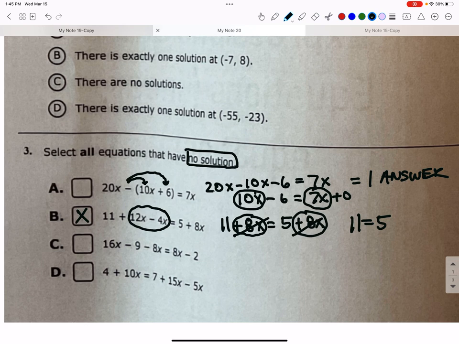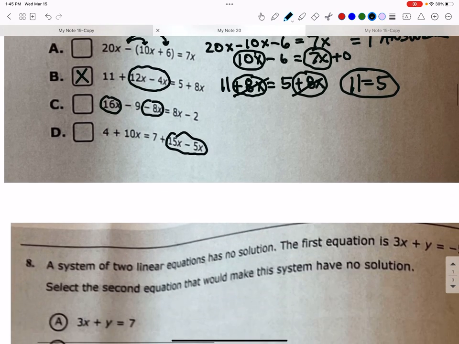So notice what I did. If they have the same amount of x's and the numbers at the end are different, it's no solution. I'm going to let you do C and D by yourself because we have 16x's minus 8x's on this side, and then we have 15x's minus 5x's on this side. You should be able to tell what those are.